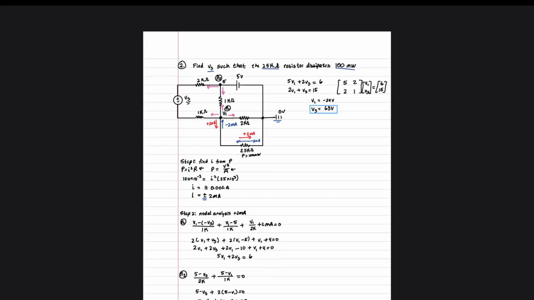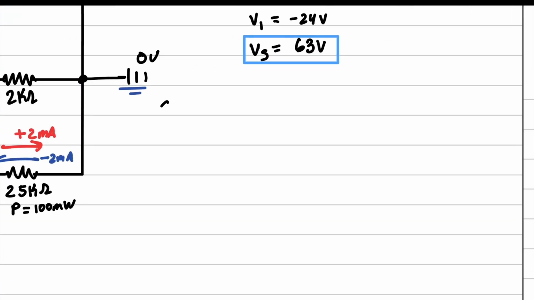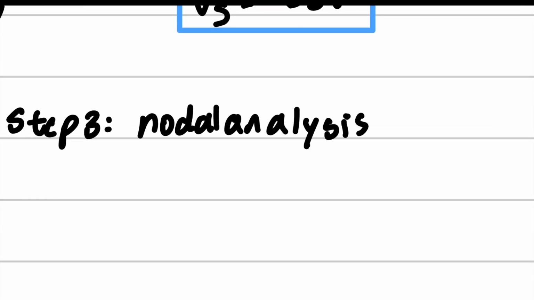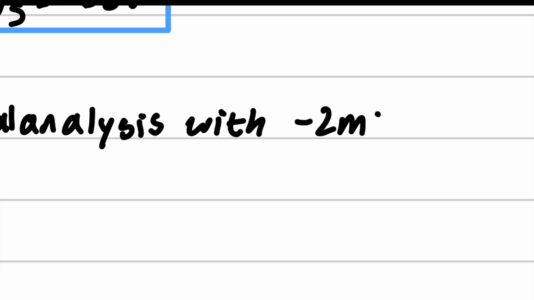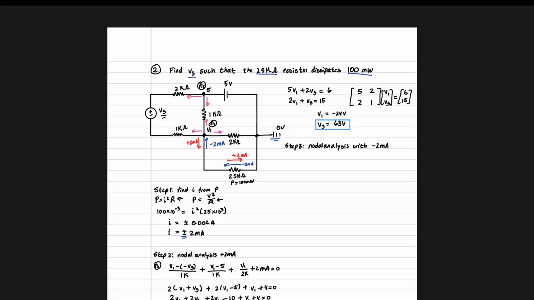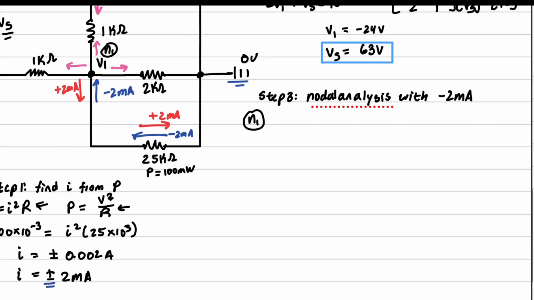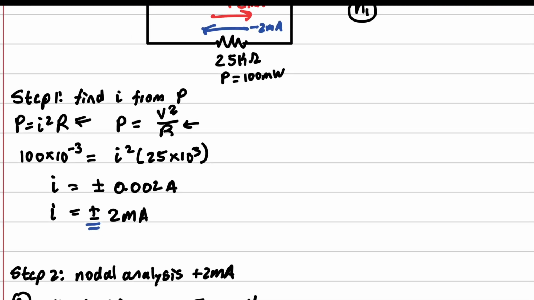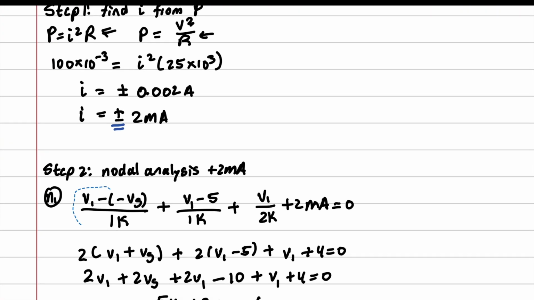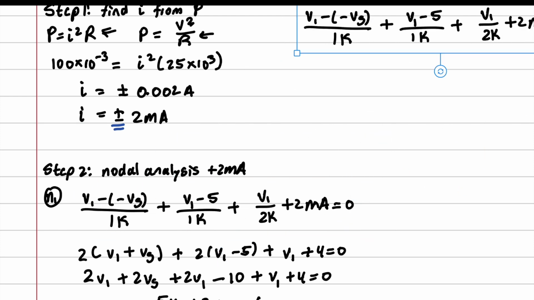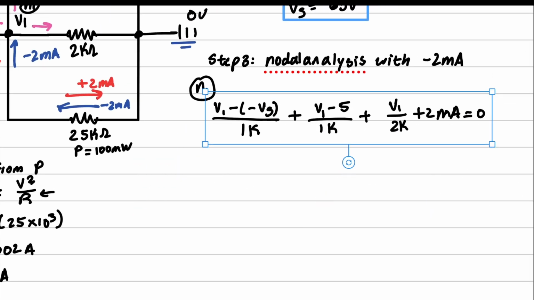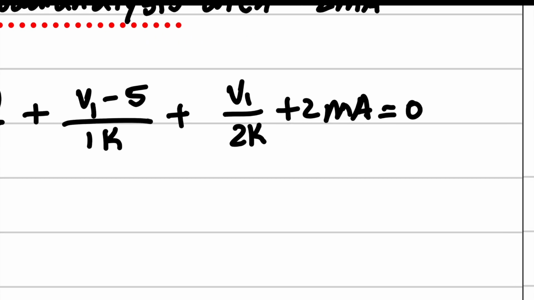Now we're not done yet. We have to do step 3, and that is nodal analysis with negative 2 milliamps this time. Okay, so same thing, N1, and now I want you to notice something here. It is the exact same nodal equation, except this guy right here is now a minus.